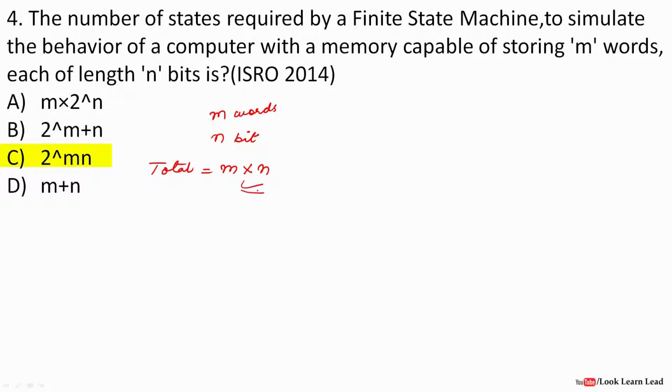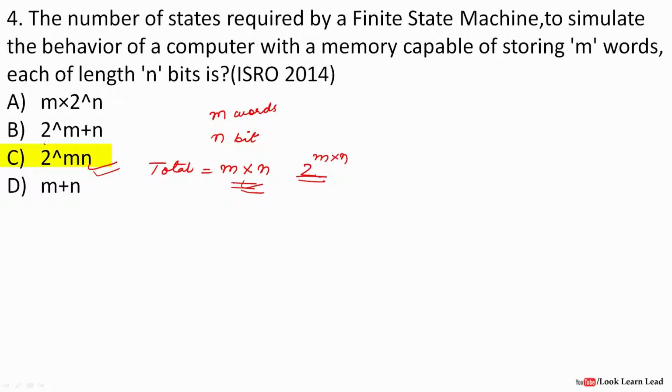This would be the total number of bits, and there would be a separate state for each bit combination. So it would be equal to 2 to the power M cross N. So now this is the answer, 2 to the power M cross N. Now let's take an example and explain.